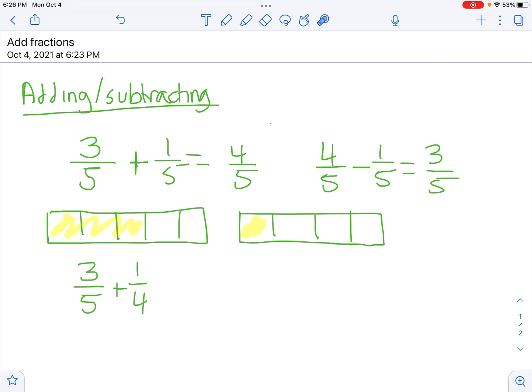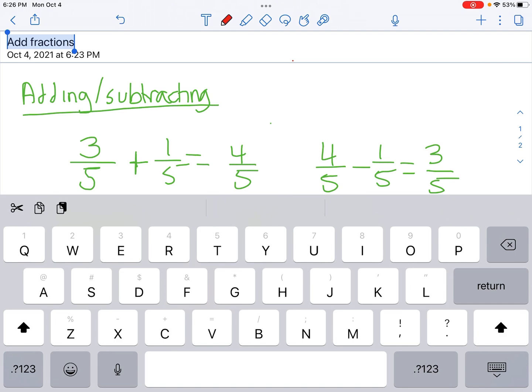Now a very common mistake, and I'm going to do this in red so you can see it's a mistake: 3 plus 1 equals 4, 5 plus 4 equals 9. No, you don't want to do that. It's confusing because that's actually how multiplication works. You do multiply the numerators and the denominators, but you can't do that with adding. So part of it is just remembering how adding works. You have to add the same thing.